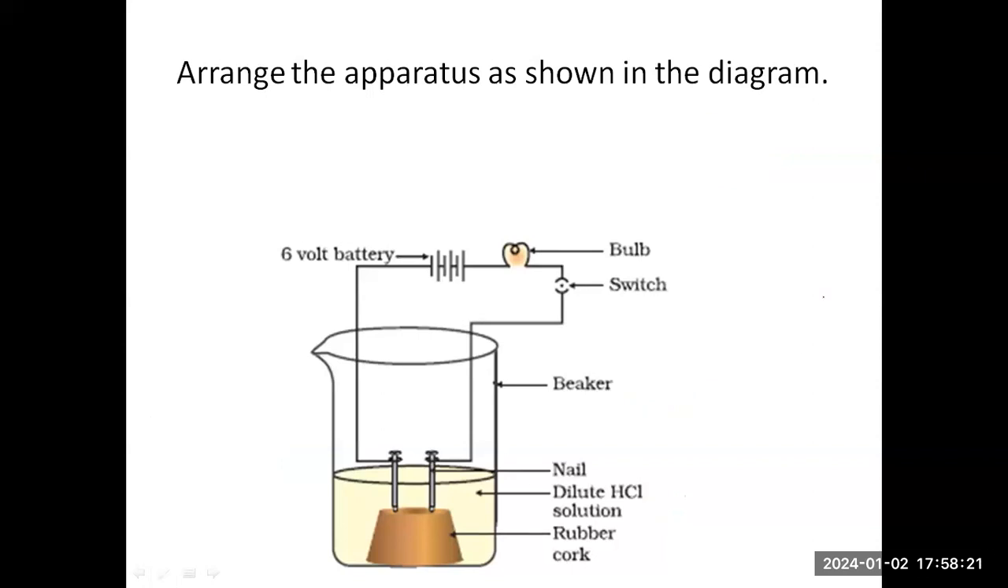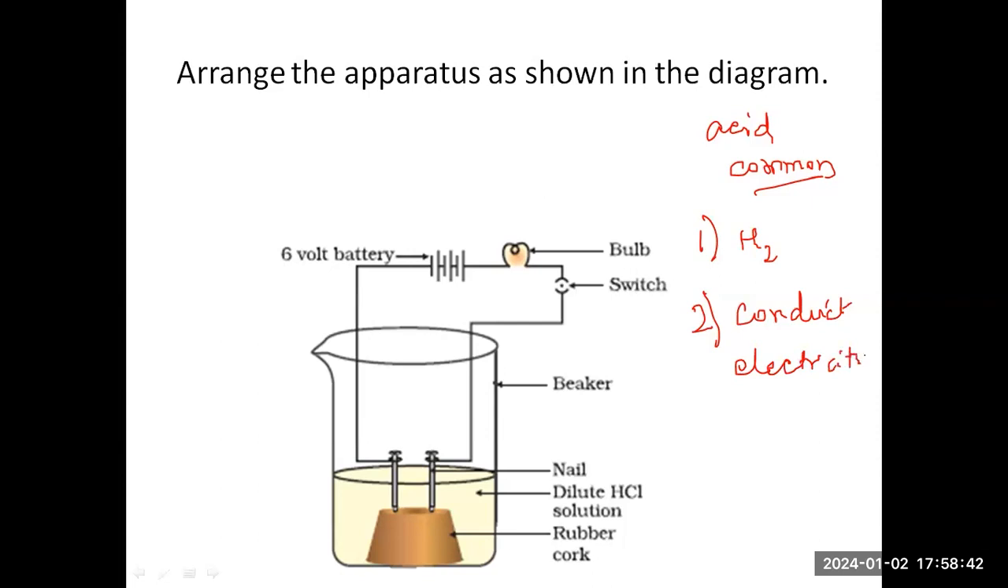So here two conclusions were there for the question, what do all acids have in common? For that, the first point is they all have hydrogen, which is released when they react with metal, and they all conduct electricity in aqueous form. These are the two points of answer here, right?